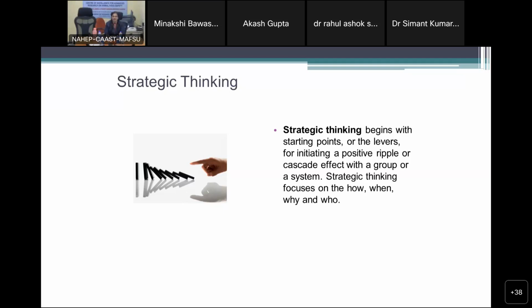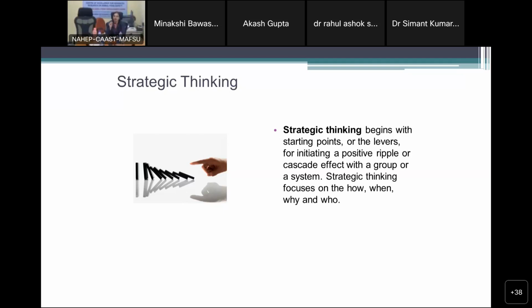What are you going to do? Do you have to study more? Do you have to do something different? Do you have to do what you really want to do? So that strategy will begin with the starting point, where you are, or the levers for initiating a positive ripple or cascade effect.